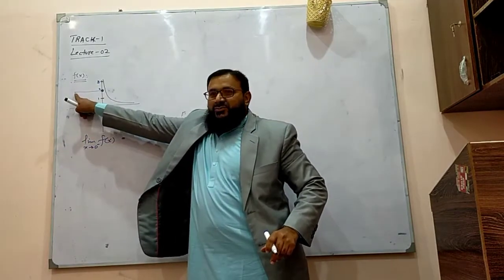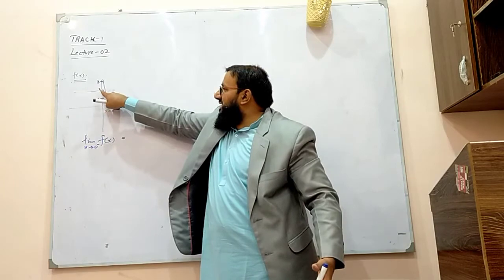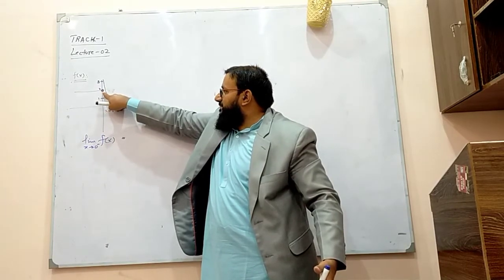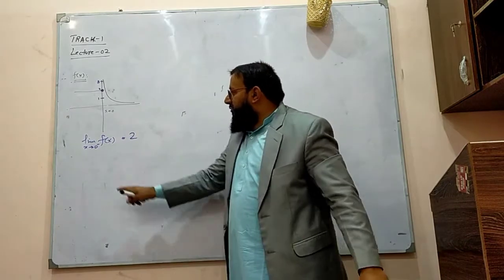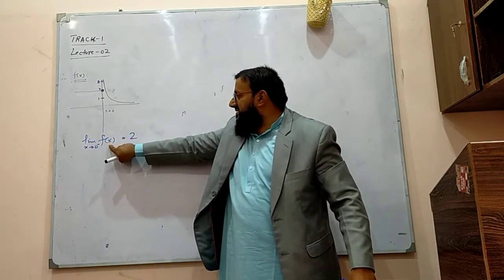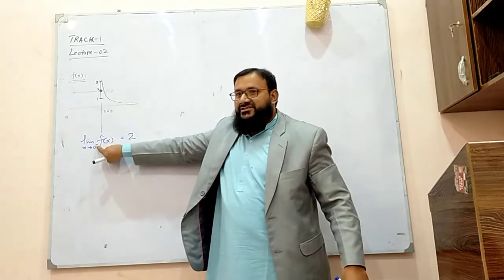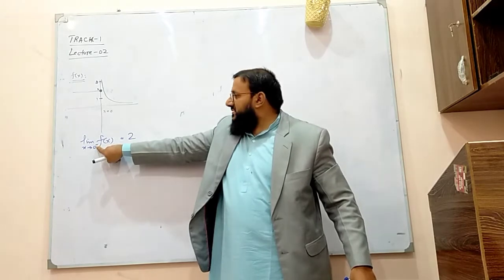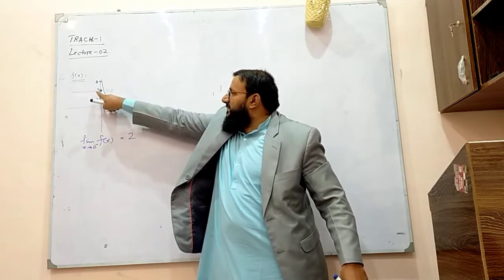We are taking this way. Yes, sir. Two. Because this is left. We are coming here and we are reaching this point. So the limit from the left is 2. We denote this particular thing with the limit of a function f of x when we go to 0 from the left, written with a minus. So you come from the left. What is the limit? 2, sir.